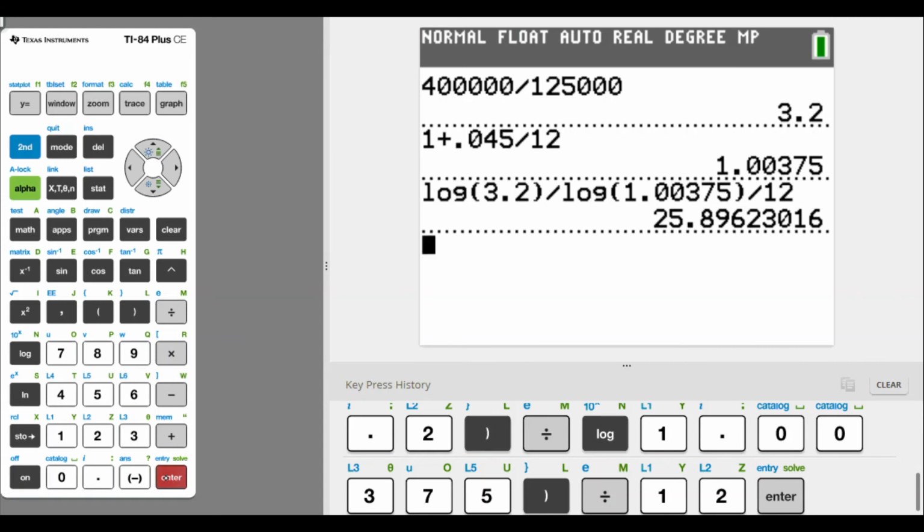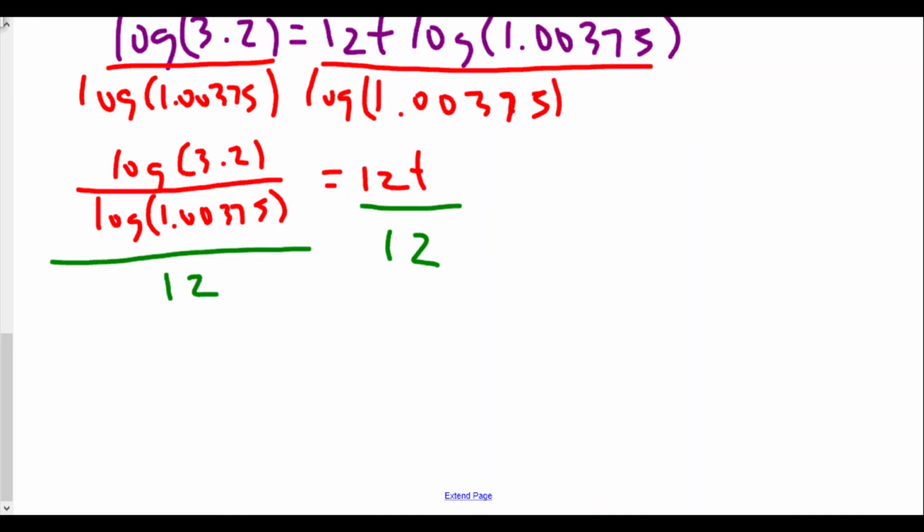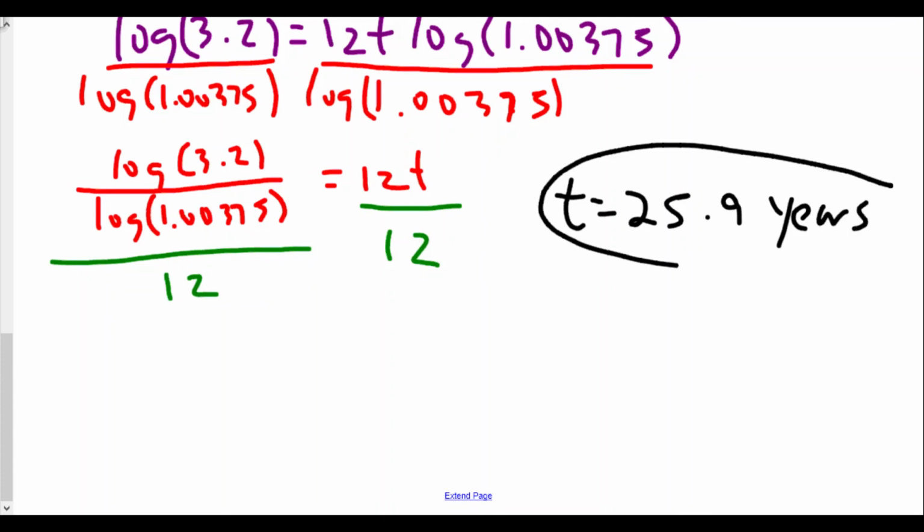25.89623016. Now the question asks to round to the nearest tenth of a year. So that would be 25.9, because we see in this case the 9 rounds up the 8. So 25.89 becomes 25.9 years. So we get our final answer: t is equal to 25.9 years. And that's our answer for this one.